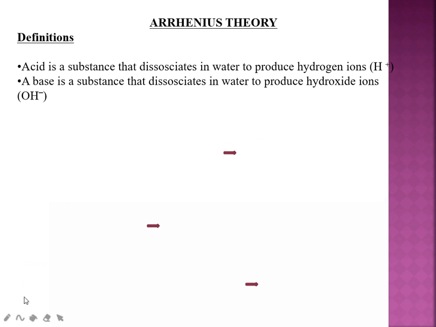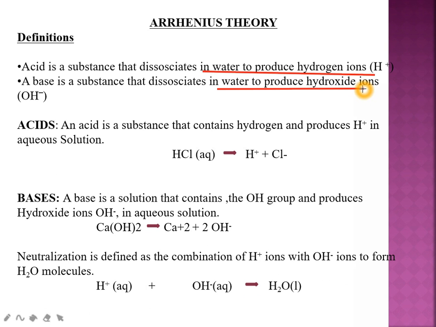According to Arrhenius theory, an acid is a substance that produces H+ ions when dissociated in water, and a base is a substance that produces hydroxide ions when dissolved in water. And this can be explained with the help of different examples.